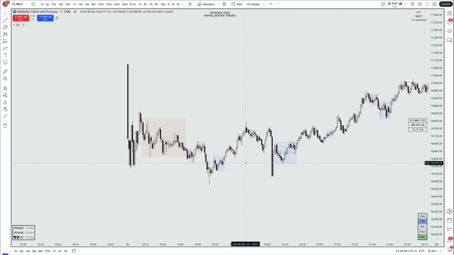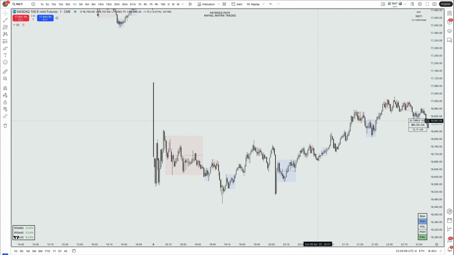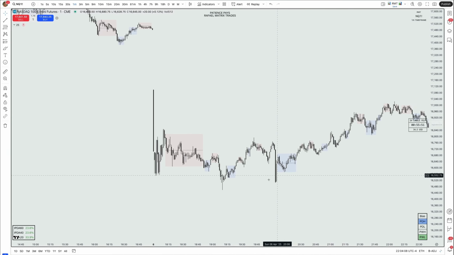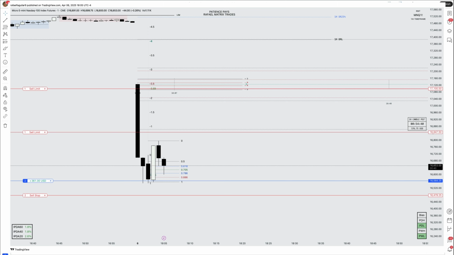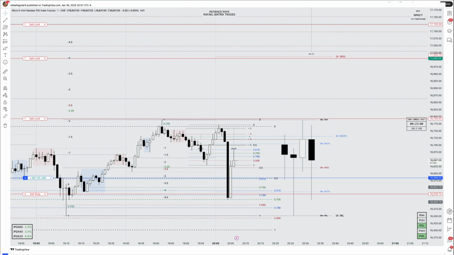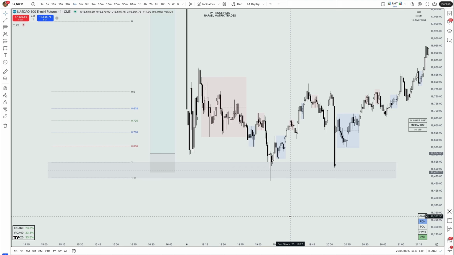Let's talk about today's trade breakdown. My first trade was in the Asia section. I could frame this trade here. So that was my first trade at the Asia section.